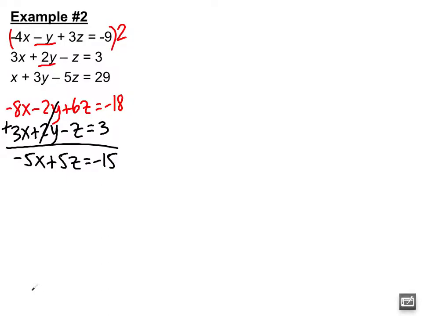Now I have one equation in terms of x and z. I need one more. In this case, I'm going to multiply this first equation, again, by +3, so that I have -3y and +3y.